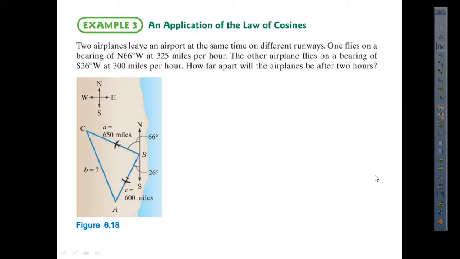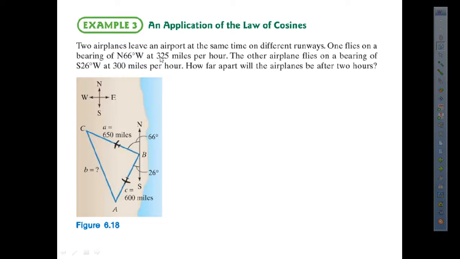All right, so applications you can also use the law of cosines with, much the same way you did the law of sines. Two airplanes leave an airport at the same time on different runways. One flies on a bearing of north 66 degrees west at 325 miles per hour. The other airplane flies on a bearing of south 26 degrees west at 300 miles per hour. How far apart will the airplanes be after 2 hours?